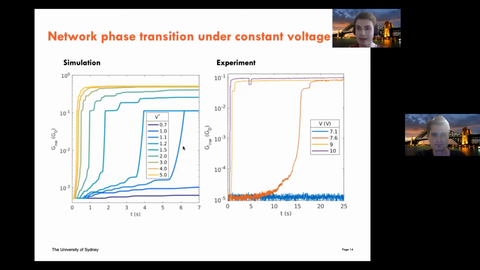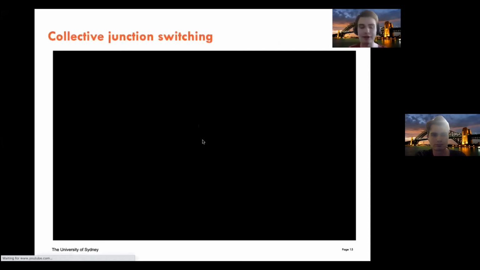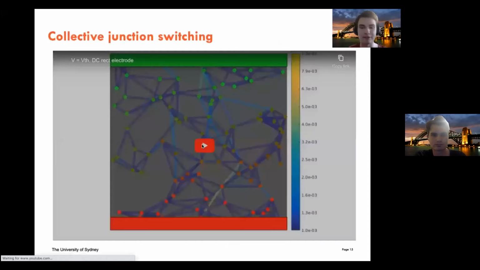And one of the features in experiment, and it's most notable in simulation because we can use smaller networks, is this kind of step-like behavior in the network conductance. And this can be related to junction switching. So I'll now show you a short video.